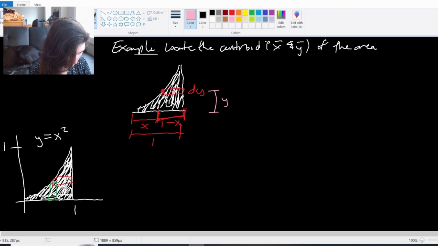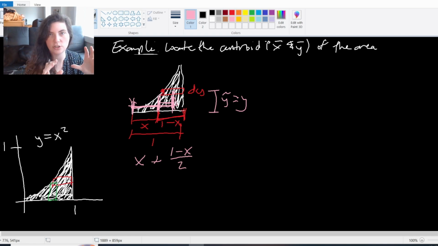My y tilde is still going to be just my y, right? This height here is still just y. However, this distance here to my centroid is, if I start at the left side, this distance to my centroid is now the x distance here, right? This x distance plus half of this rectangular distance. So plus (1 minus x) over 2, 1/2 of that 1 minus x term.